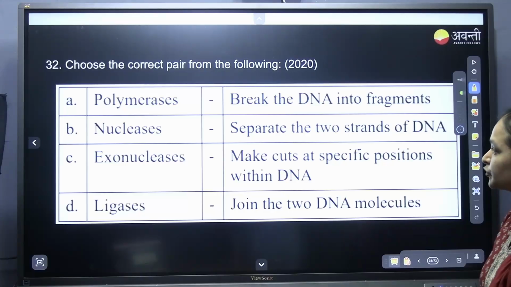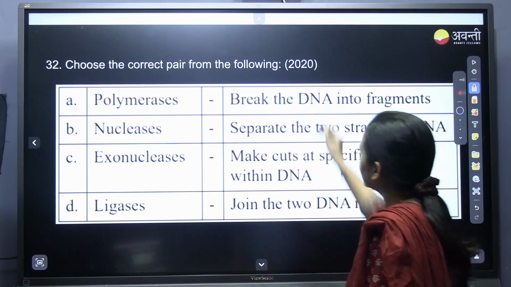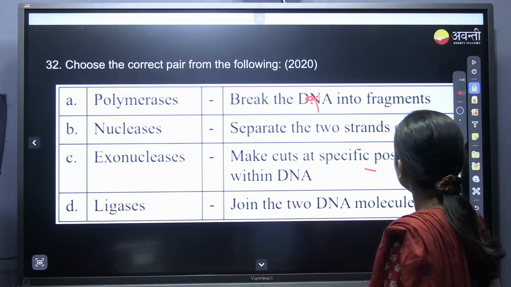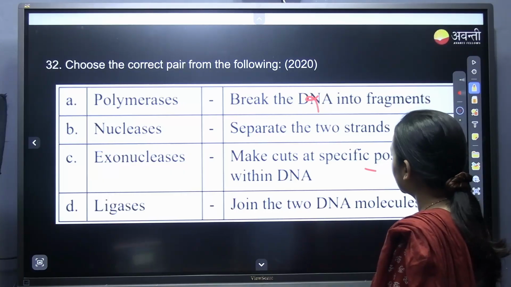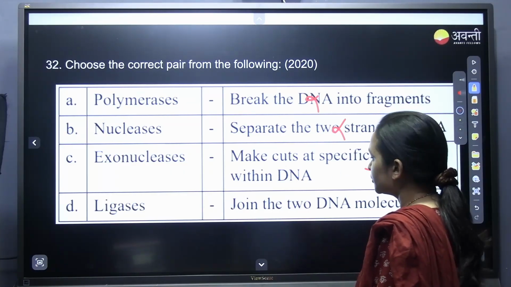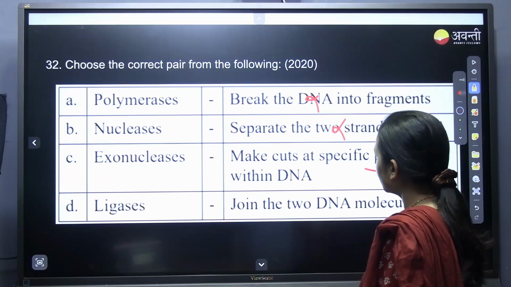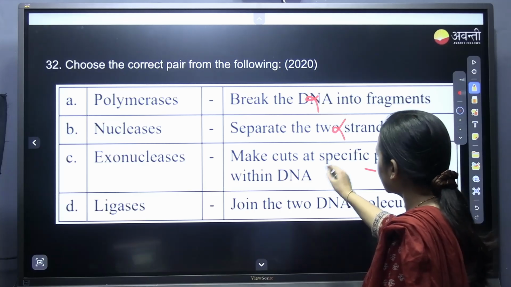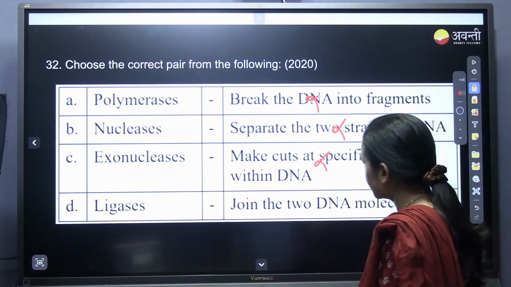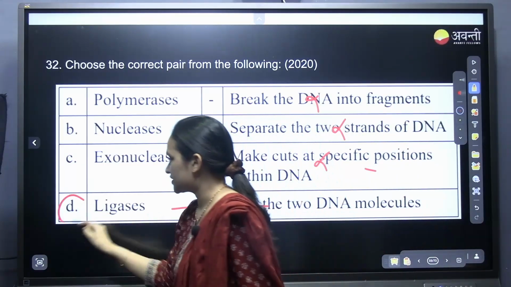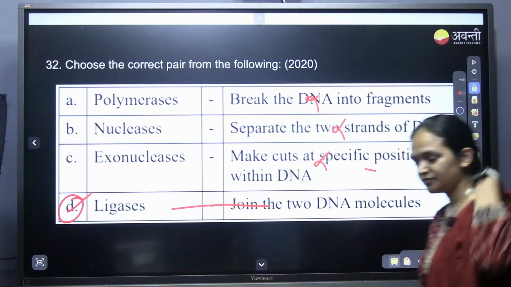Choose the correct pair from the following. Polymerases, no, this is wrong. Nuclease separates the 2 strands of DNA. No. Exonucleases make cuts at a specific position, not within the DNA, it's from the end. That's also true. Ligases join the 2 DNA. Okay, this makes sense. D makes sense.